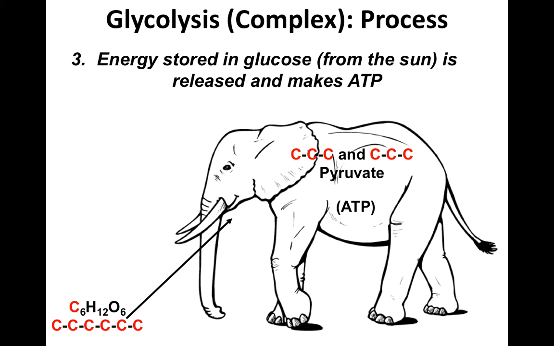All right. Now, guys, that's it for glycolysis in complex organisms. 3 steps. You eat, you break it in half, you make some energy, okay? I bet you guys would like it if you could learn it that way. All right, very simple, okay?